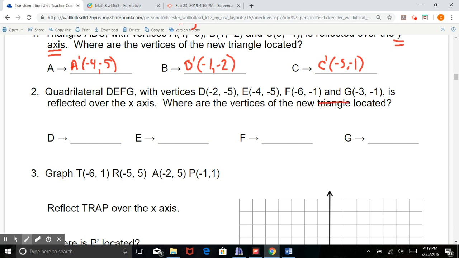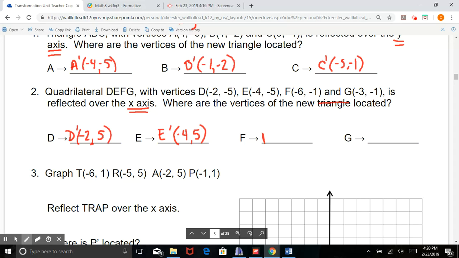But we can go ahead and apply the rule. Now we're reflecting over the x-axis, so only the sign of the y is going to be affected. We have D prime, and that's going to be x staying the same, -2, but the y becoming the opposite sign, so +5. E is going to become E prime. The x stays the same, -4, but the y is going to become positive because it's negative to begin with.